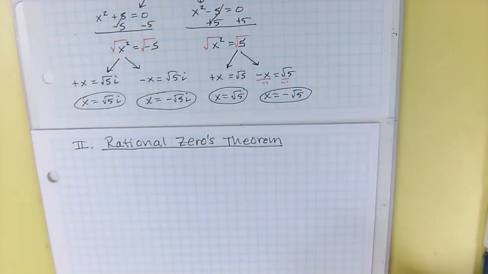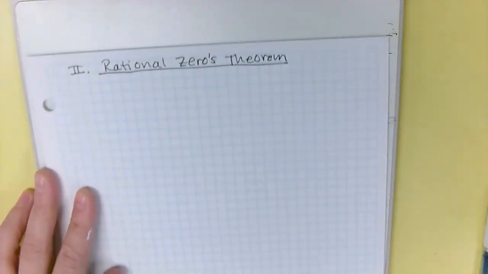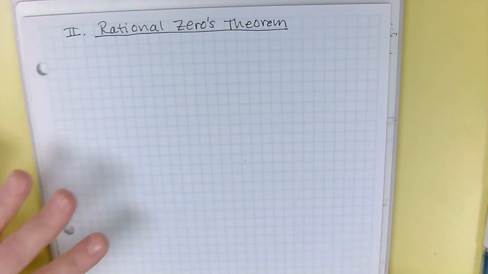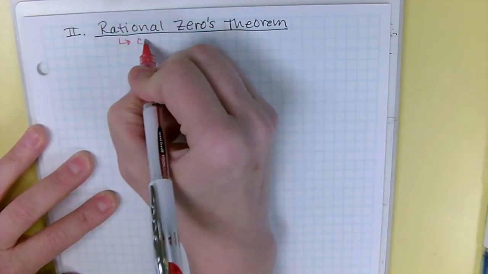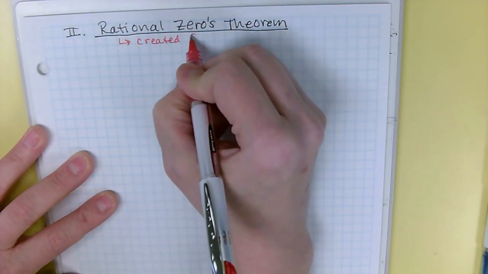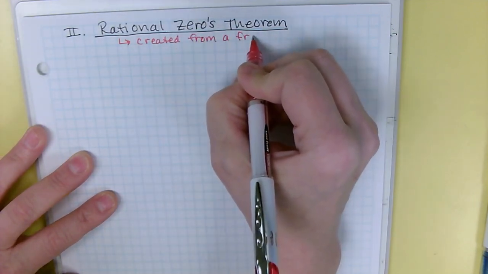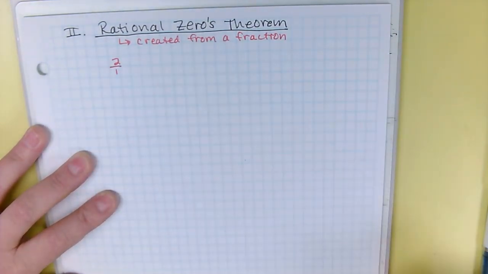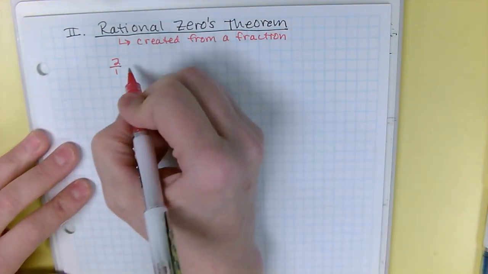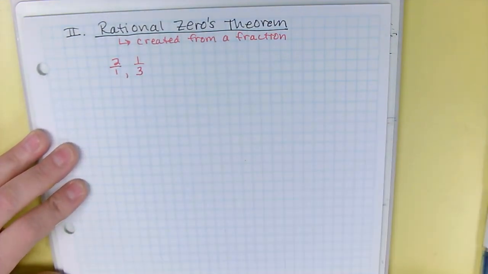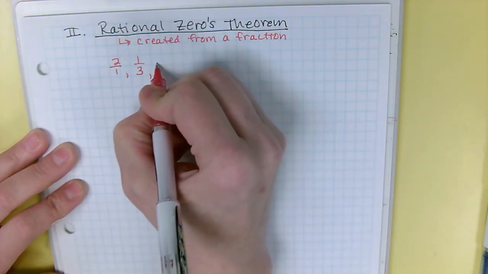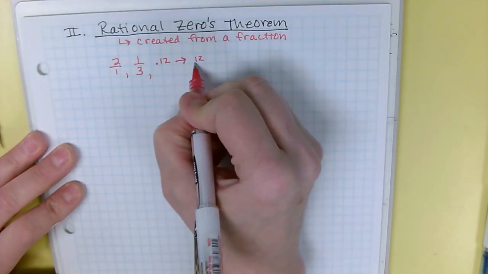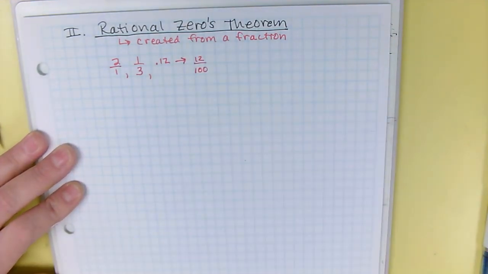So first thing you need to know is what the heck is a rational zero versus any other kind of zero, because you got to know what will this find and what will it not find. So basically a rational number is anything created from a fraction or anything that is a fraction. So like whole numbers like 2, I can put that over a 1. That's rational. 1/3 is rational because I can show it as a fraction. 0.12, a decimal that ends, is rational because I can show it as 12 over 100.